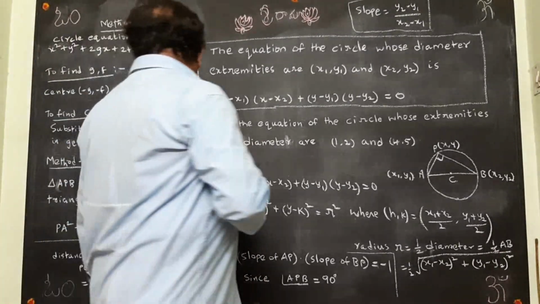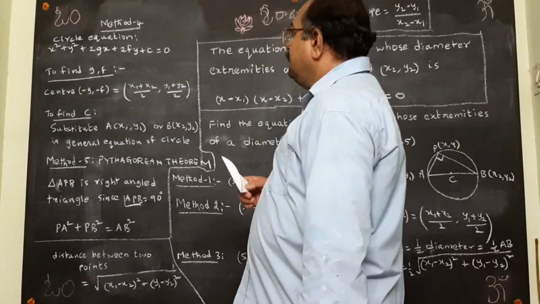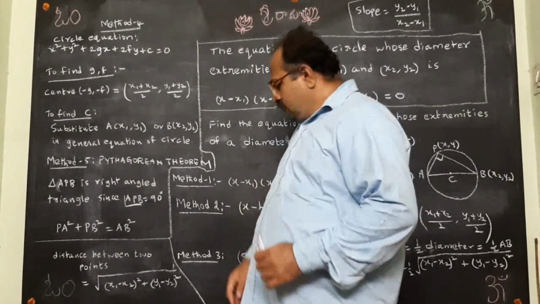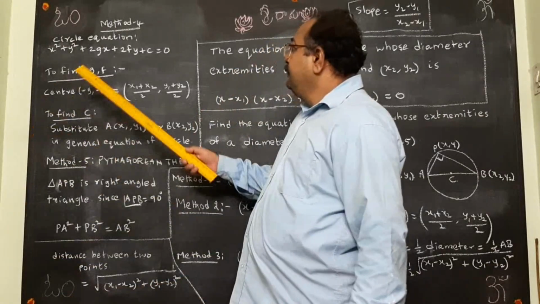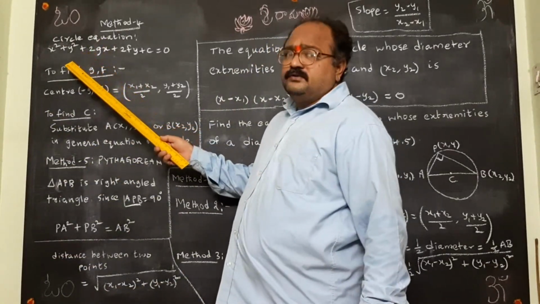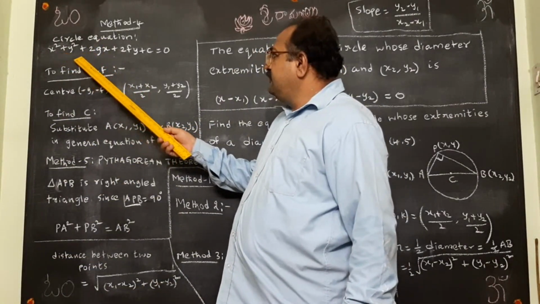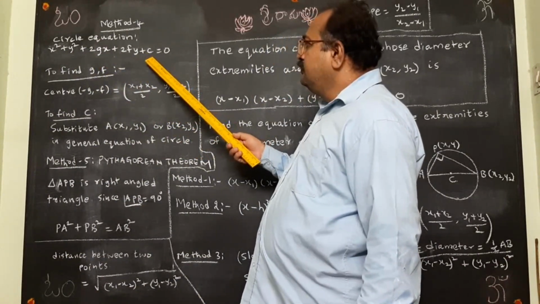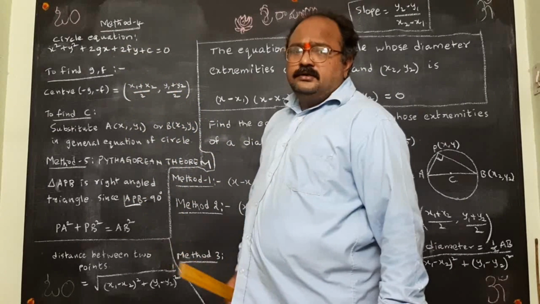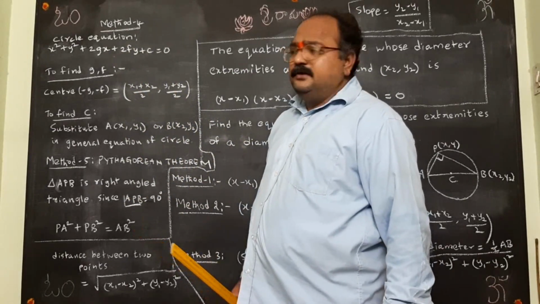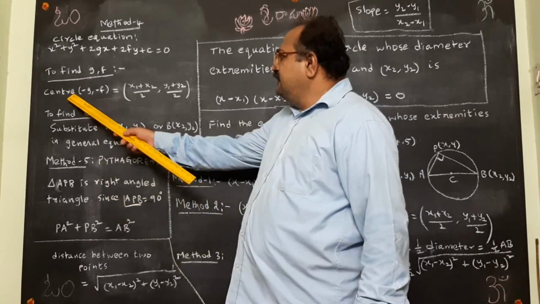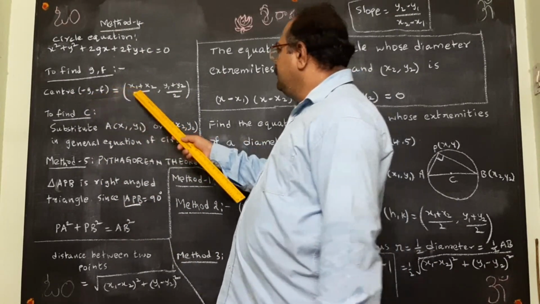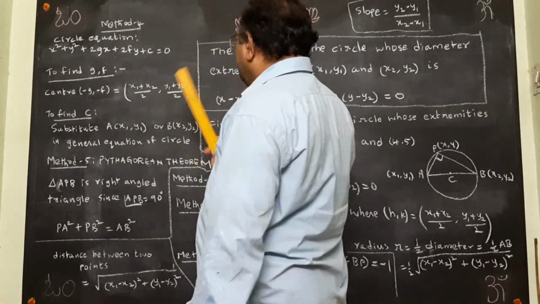Now we discuss method 4. In this method we note down the general equation of the circle: x square plus y square plus 2gx plus 2fy plus c equal to 0. Then how can you find the values of g and f? We know the center is (minus g, minus f), and hence the center is nothing but the midpoint of AB.